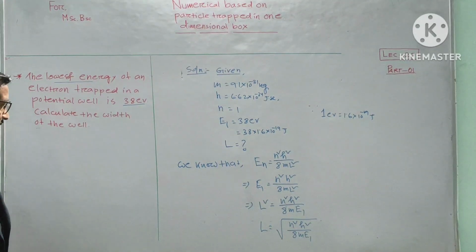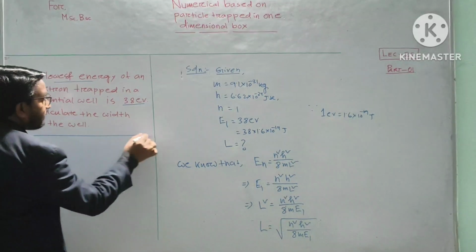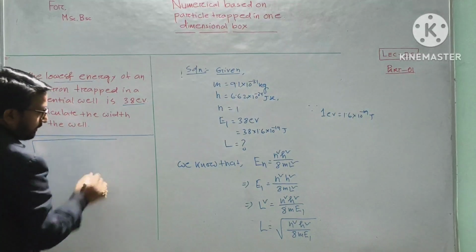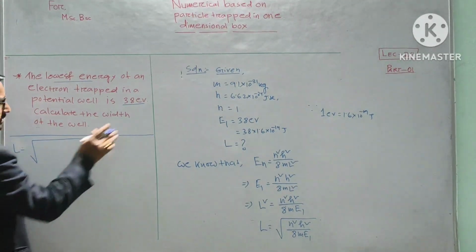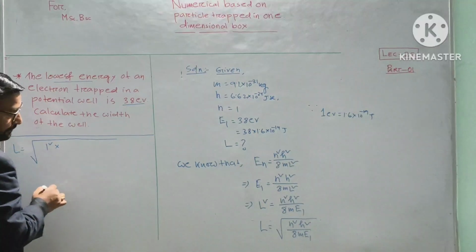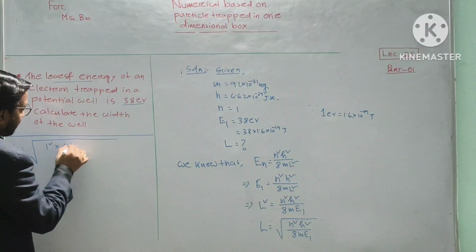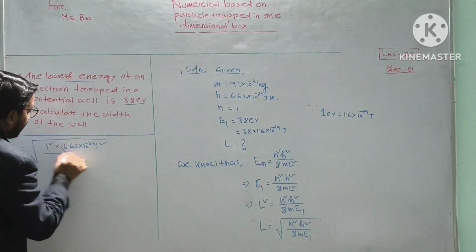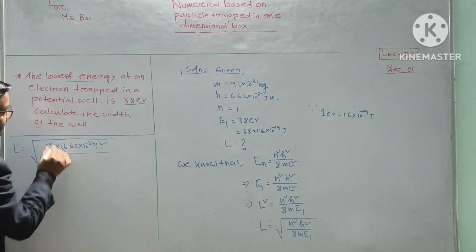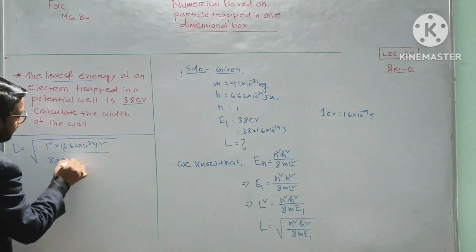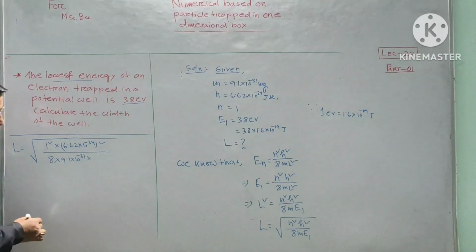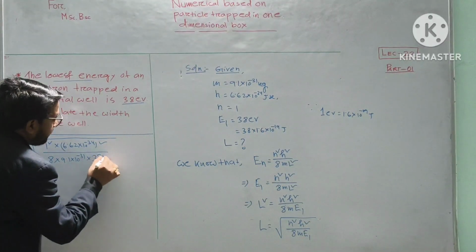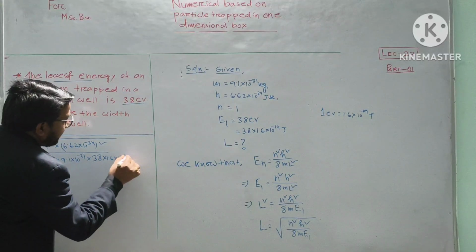Now L equals the square root of n squared h squared divided by 8 m E1. Here n equals 1, so 1 squared into h squared, that means (6.62 into 10 to the power minus 34) whole squared, divided by 8 into the mass of electron, 9.1 into 10 to the power minus 31, into the value of E1, which is 38 into 1.6 into 10 to the power minus 19.